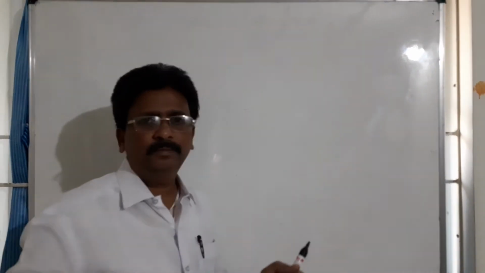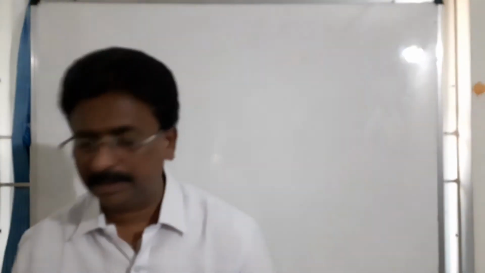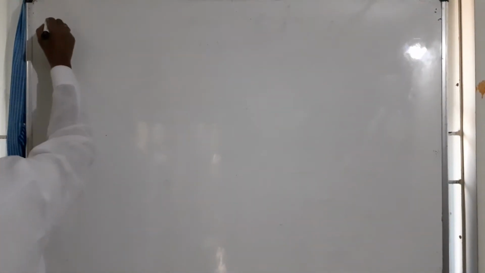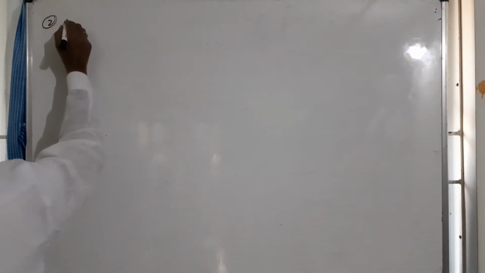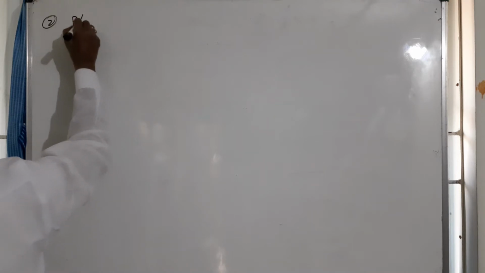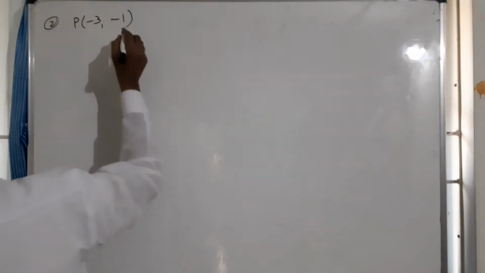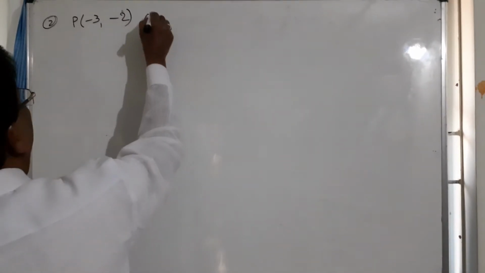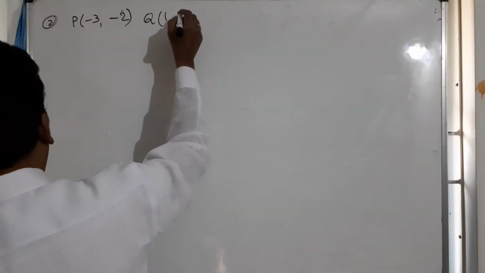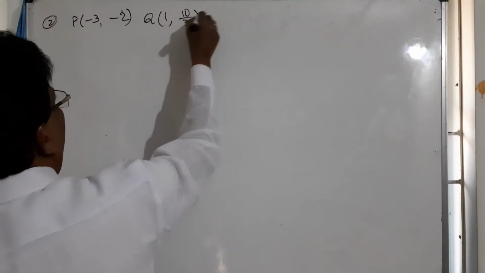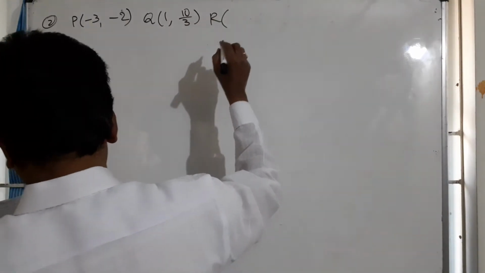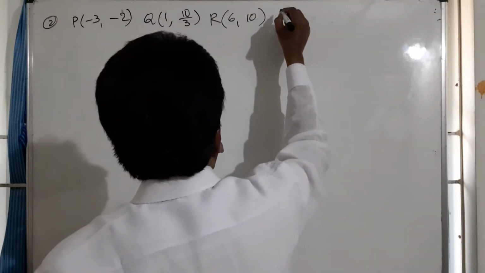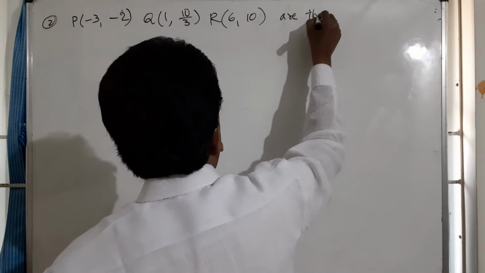Okay, next question. Let us write. I will write the next question. P (minus 3, minus 1), not minus 1, minus 2. Q (1, 10 by 3), R (6, 10) are 3 collinear points.